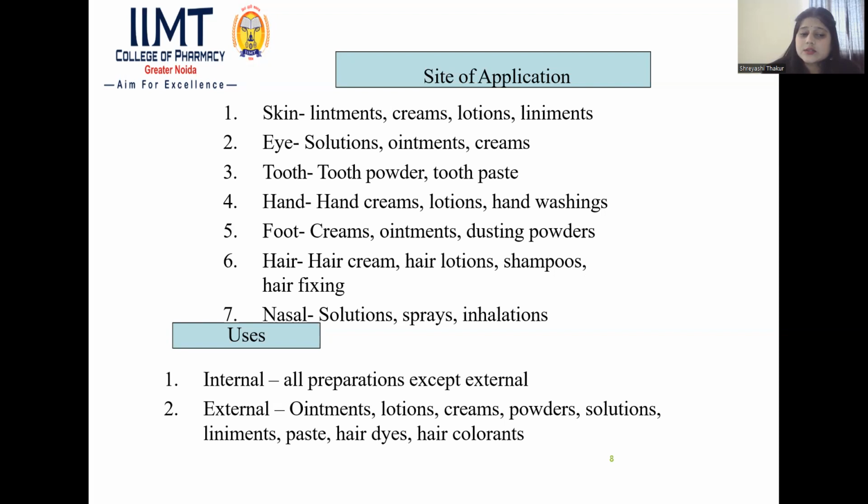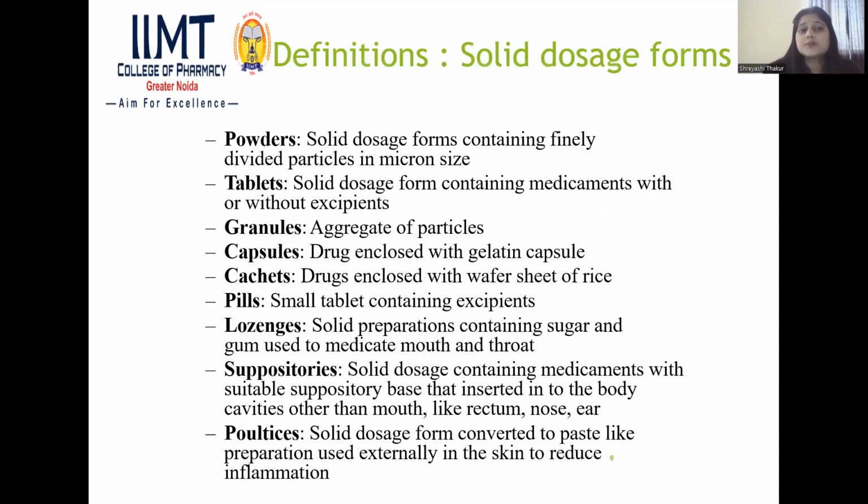The next one is uses. Uses are either internal use or external use. Internal use means all preparations except external ones, and external use means various types of ointments, lotions, creams, powders, solutions, pastes, hair dye, and hair color that are applied to the external body parts, which are used at the site of application. Then come to our next slide.